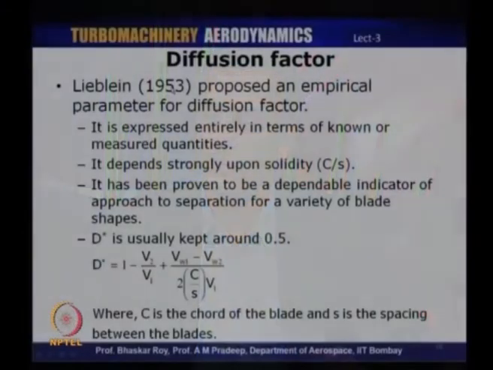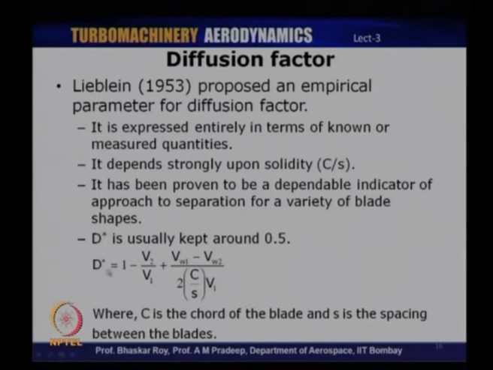So, way back in 1953, Lieblein proposed an empirical parameter for calculating diffusion factor. Now, the advantage of this is that you can express this diffusion factor entirely in terms of parameters which are measured, and also there is a strong dependence of the diffusion factor on the solidity, which is the chord to the spacing ratio.